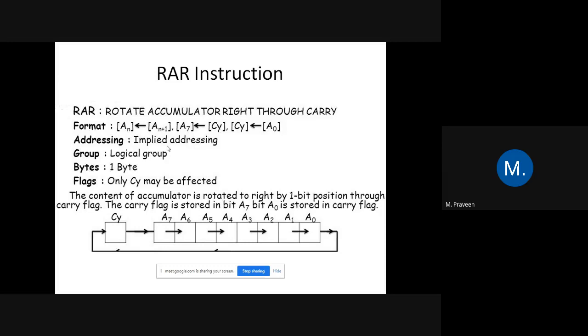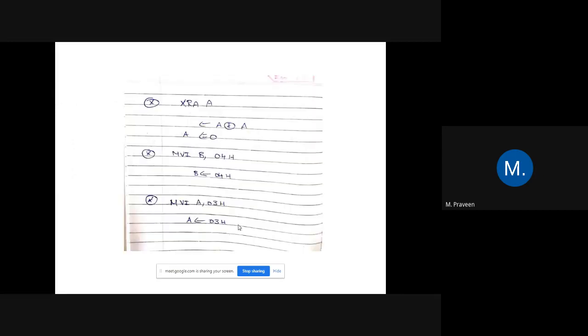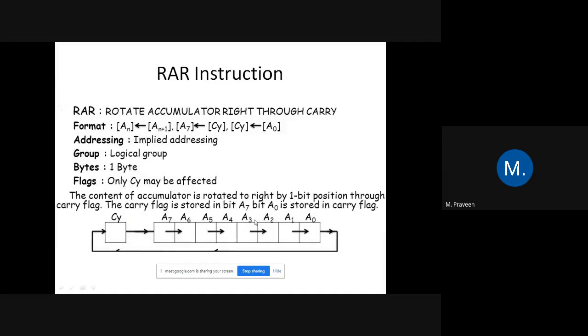Now see how the RAR instruction works. This is an 8-bit value. A0 to A7 are what we are going to rotate right with carry for the accumulator value. This is the 8-bit accumulator value A0 to A7, from LSB to MSB. Now the value of A is previously 03. Just see, A value is 03. So now you are going to rotate 03 right along with carry. Now the carry value is assumed as 0.